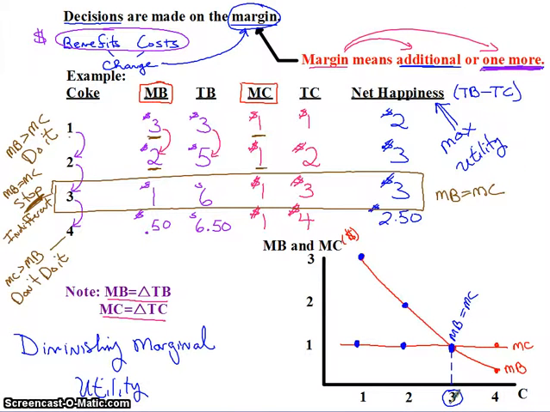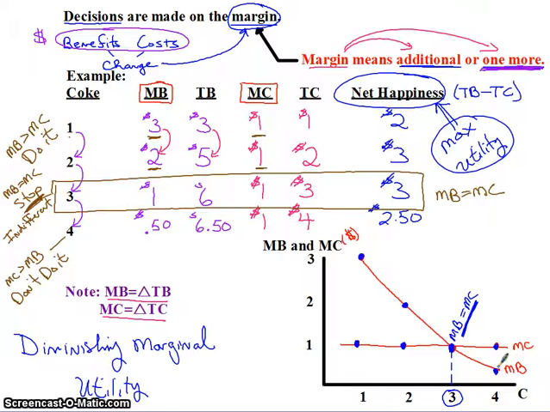That happens at 3 units, and if you follow this rule, that will always give you the point of utility maximization. It will always maximize net happiness. And then finally, Coke number 4. Do I buy Coke number 4? No, I don't. Why? Because the marginal costs are greater than the marginal benefit, so I don't do it.